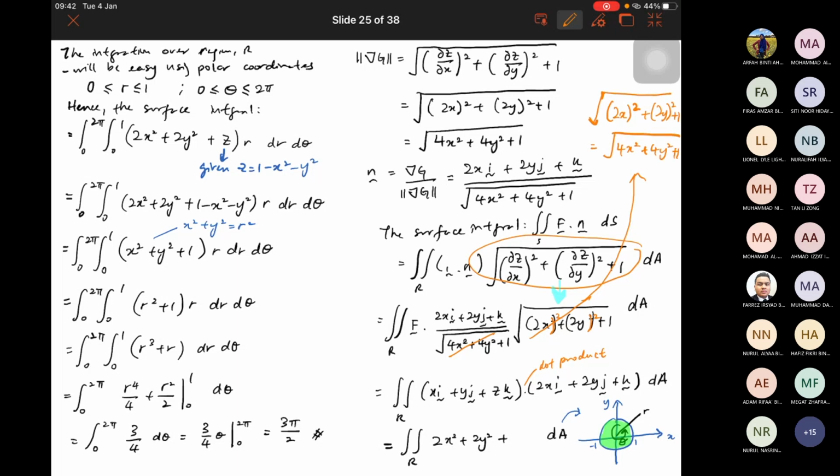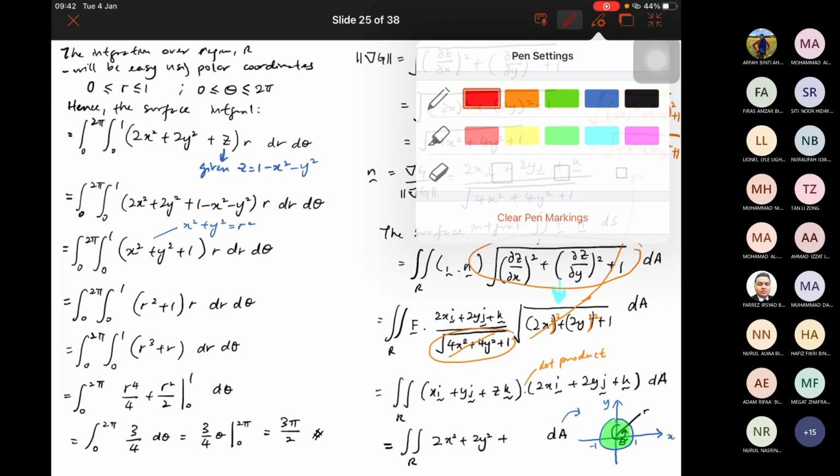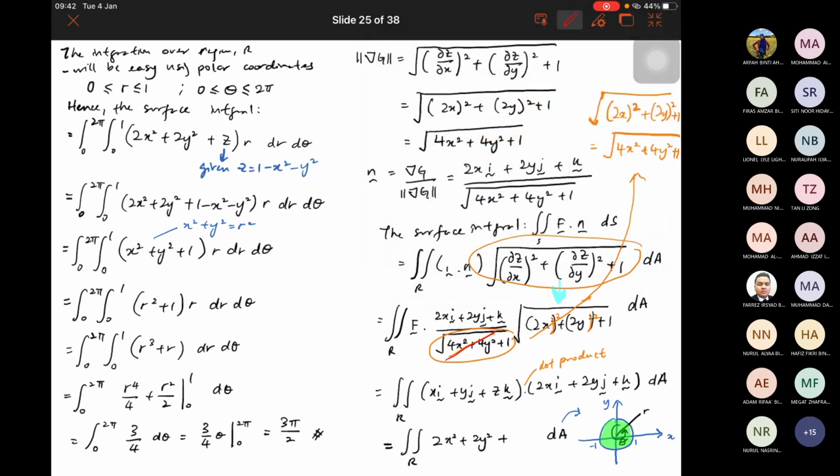So sama dengan yang bawah yang saya bulatkan ni. That is why kita boleh potong, sebab dia sama. This is actually salah tulis tadi, 2x kuasa 2 tambah 2y kuasa 2 tambah 1. Sebab partial derivative bagi z terhadap x, partial derivative z terhadap y, kita dapat tadi partial derivative dia 2x dan juga 2y. So that is why kita boleh potongkan. Dapat semua?